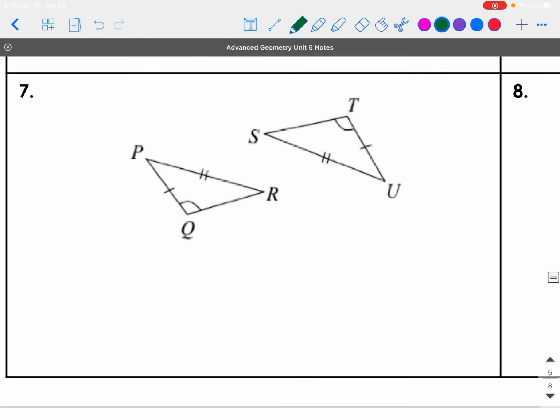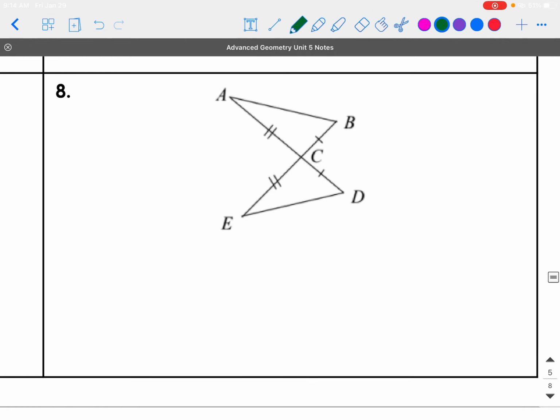Number 7, this one's pretty straightforward. Nothing is connecting and we don't have enough info because this one would be angle, side, side, which again is not a thing. So not enough info.